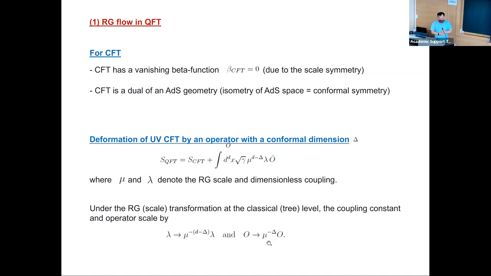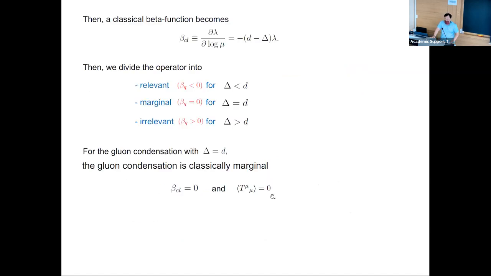So this is the classical scaling behavior. So we call that the classical scaling behavior. Okay, so in this case, using this one, the action is still scale invariant. So in this case, the beta function is defined by the scale dependence of the coupling constant. So that's the definition of the beta function.